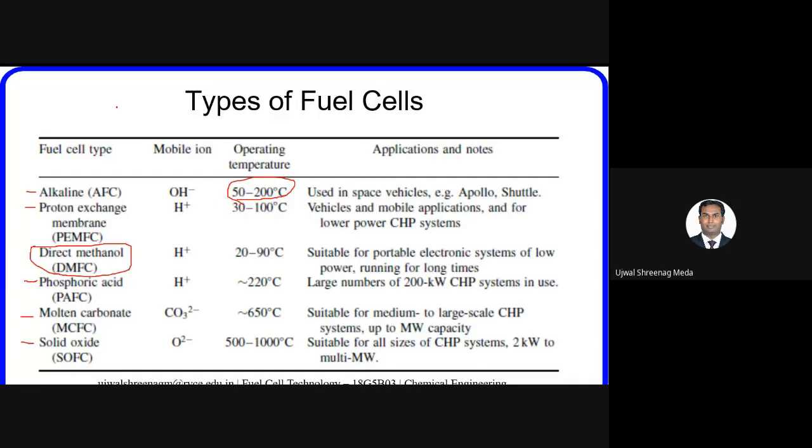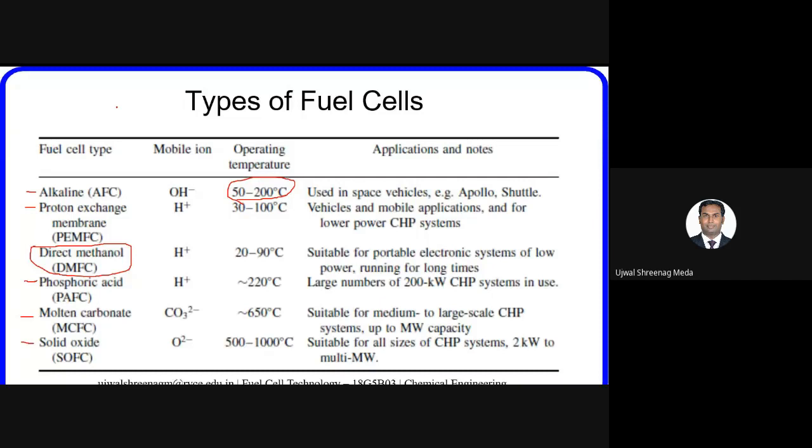And the other two, the molten carbonate fuel cell and the solid oxide fuel cell. In case of molten carbonate fuel cell, the operating temperature is beyond 650 degrees centigrade. It is considered as high temperature fuel cell. And solid oxide fuel cell goes up to 1000 degrees centigrade, and it is categorized under very high temperature fuel cell. So low temperature, medium temperature, high, and very high temperature fuel cells. This is how the fuel cells are categorized based on the operating temperature.